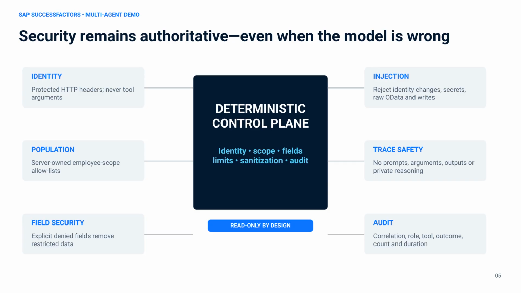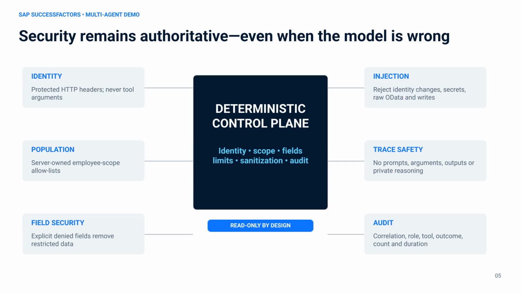Second, employee population access is controlled by server owned allow lists. An agent cannot increase the number of employees that a user is authorized to access. Third, field level security removes restricted and unknown properties. For example, the synthetic dataset includes national identification records for security testing, but the national ID field remains denied, and no retrieval tool exposes it to the agents.